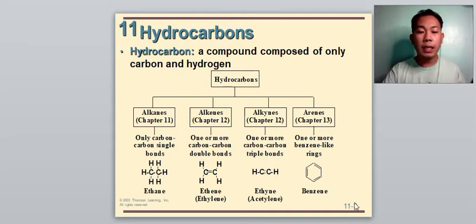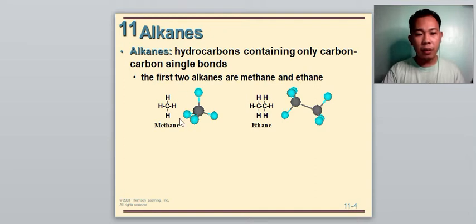Oftentimes, we also refer to alkanes as aliphatic hydrocarbons because the physical properties of the higher members of this class resemble those of the long carbon chain molecules, which we can find in animal fats and plant oils. It is from the Greek word aleiphar, that means fat or oil. In this slide, methane, CH4, and ethane, C2H6, are the first two members of the alkane family. This figure shows us the Lewis structure and the ball and stick model for these two alkanes, the methane and the ethane.